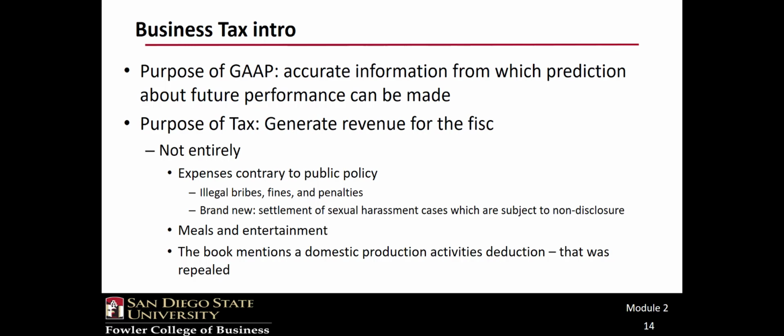Now, we know that's not entirely true based on some of our discussion in Module 1 on the behavioral effects of taxes. But in addition, sometimes the accounting for something is changed because it makes good tax policy. Well, at least in the government's eyes. For example, expenses that are contrary to public policy are not deductible. This has been defined somewhat narrowly, but includes expenses like fines, bribes, penalties, etc. The new tax law included an interesting twist. To the extent a business settles a harassment case, and that case is subject to a non-disclosure arrangement, the settlement is not deductible.